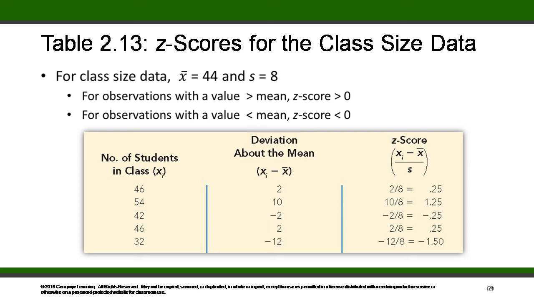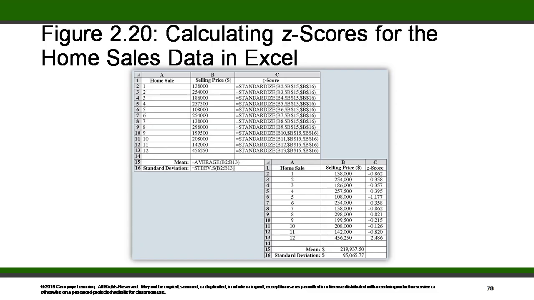z1 equals 0.25 would indicate that x1 is 0.25 standard deviations greater than the sample mean. z3, which equals negative 0.25, would indicate that x3 is 0.25 standard deviations less than the sample mean. This figure shows how to calculate z-scores for the home sales data in Excel.